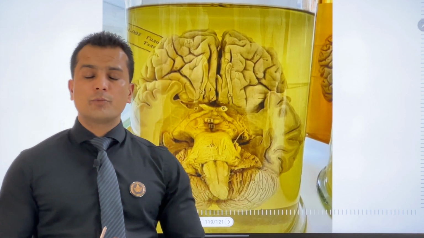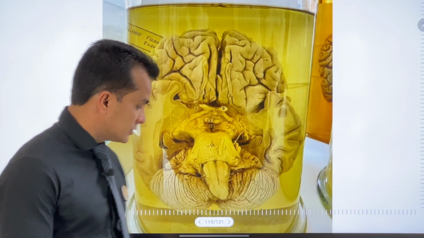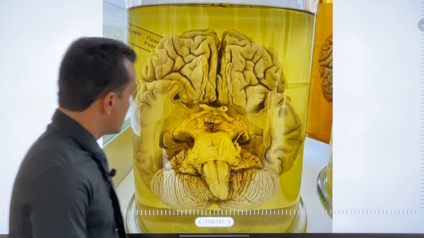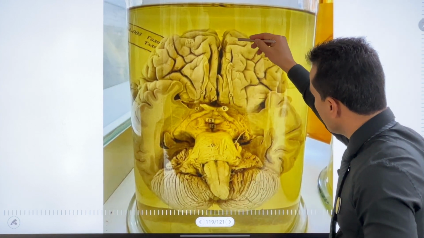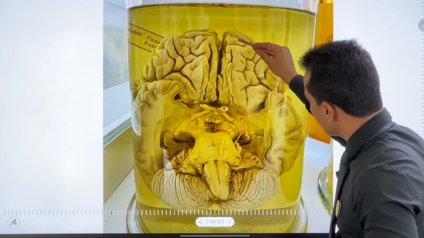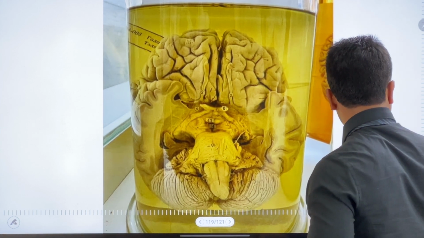So this is part 2 lecture on the blood supply of the brain. This is a very important lecture, so please stay with me. You can see here this is the complete frontal lobe. This is a portion of the anterior cranial fossa. Let me please highlight this.